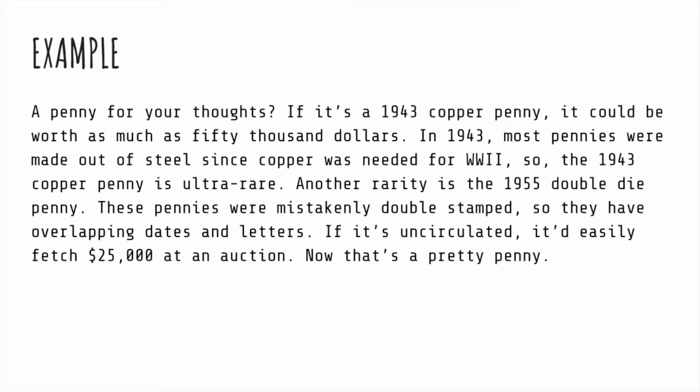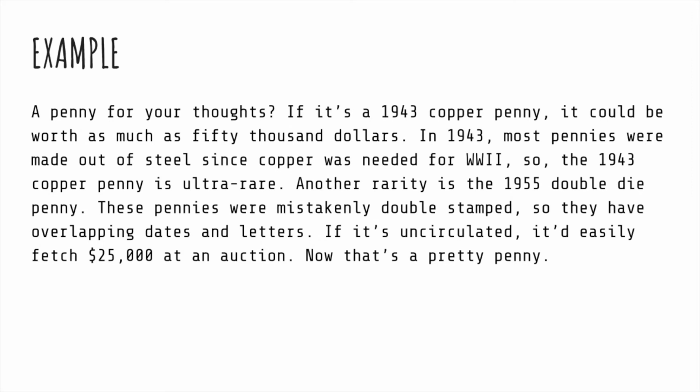So, a penny for your thoughts. If it's a 1943 copper penny, it could be worth as much as $50,000. In 1943, most pennies were made out of steel since copper was needed for World War II. So the 1943 copper penny is ultra rare. Another rarity is the 1955 double die penny. These pennies were mistakenly double stamped, so they have overlapping dates and letters. If it's uncirculated, it'd easily fetch $25,000 at an auction. Now that's a pretty penny.